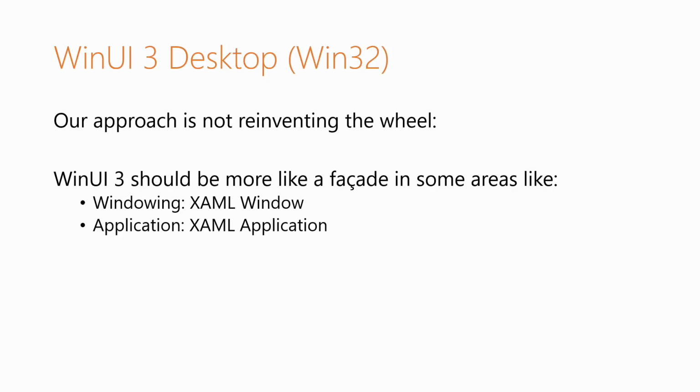I think one thing that we are working on right now is the windowing. The idea is, why not just have an upper windowing API at the level of XAML, like a facade between CoreWindow and HWND, so developers can just start to write code and forget about whether they're using HWND or CoreWindow.